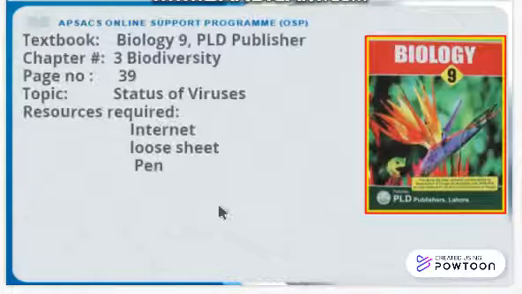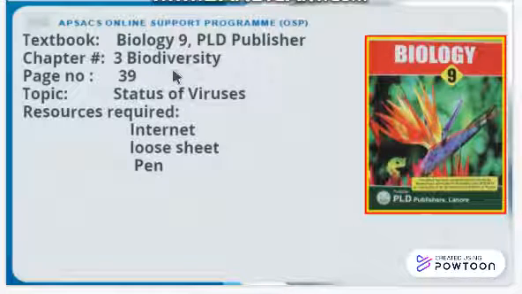Your textbook name is Biology 9, PLD Publisher. Chapter is 3, Biodiversity, and the topic is Status of Viruses. It is present on page number 39 and the resources which are required are internet, loose sheet, pen.